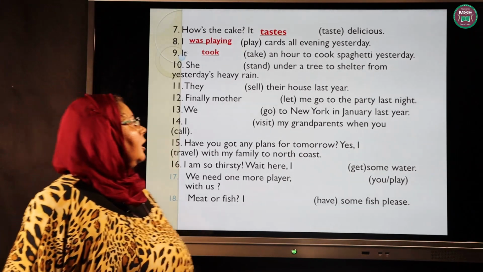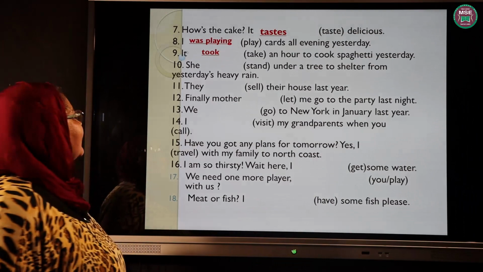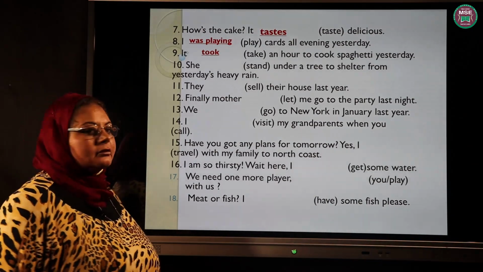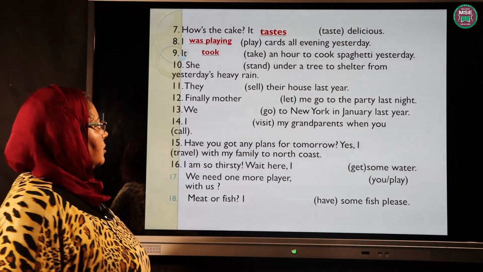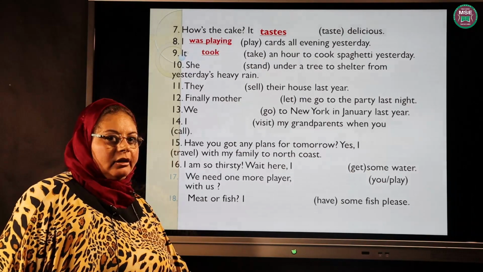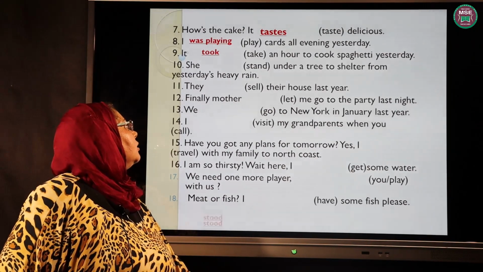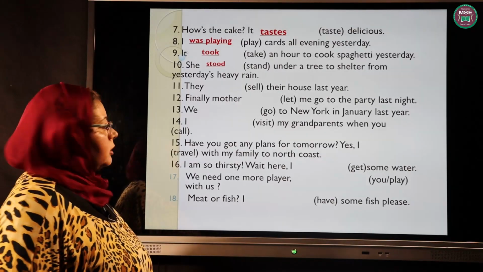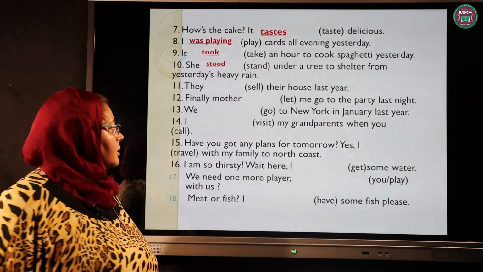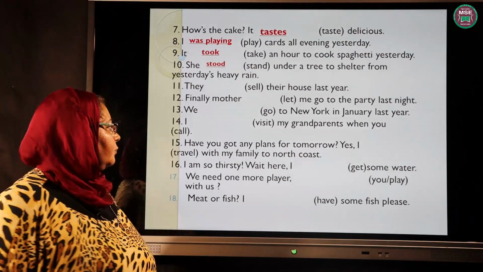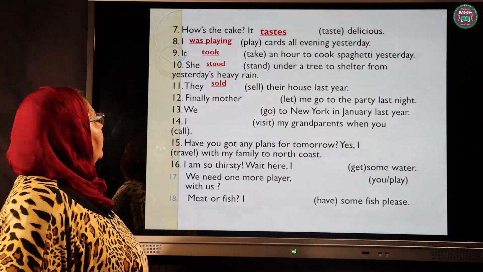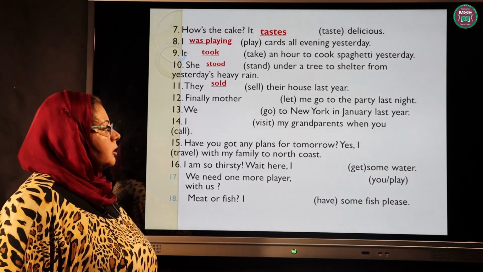She stand under a tree to shelter from yesterday's heavy rain. Yesterday's heavy rain. It happened yesterday in the past. So I'll use the verb stand in the past, irregular verb, change the letters. Stood. They sell their house last year. Last year is a keyword for the past simple. They sold their house.